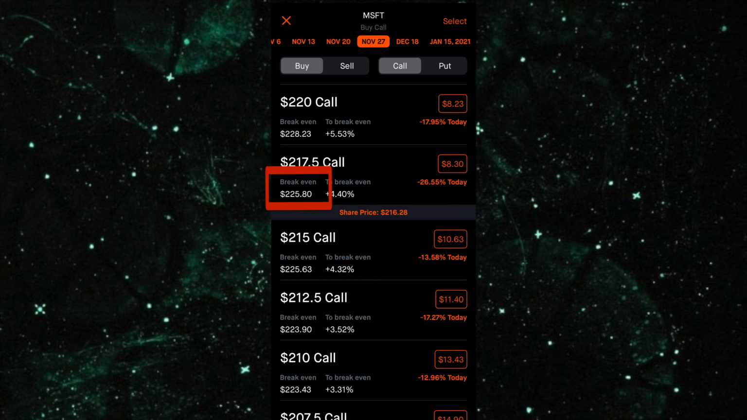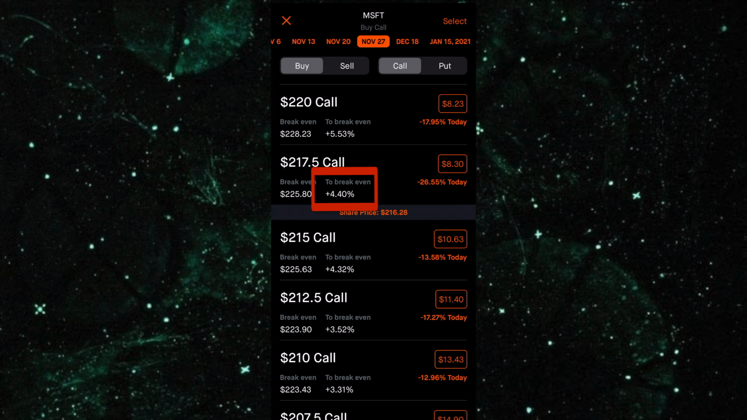We have the break-even point, where the stock needs to trade at expiration for you to break even on your investment, taking into account the current value premium of the option. And we also have the break-even percentage, which is the amount needed between now and the expiration in order to break even on the investment.